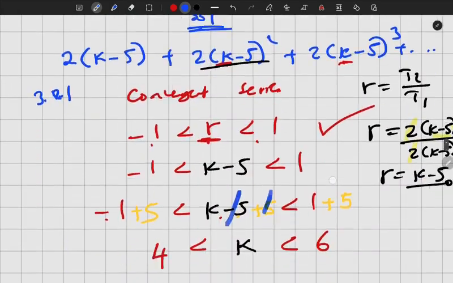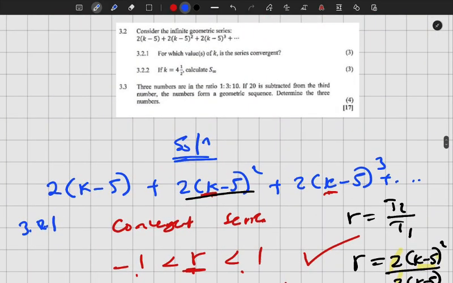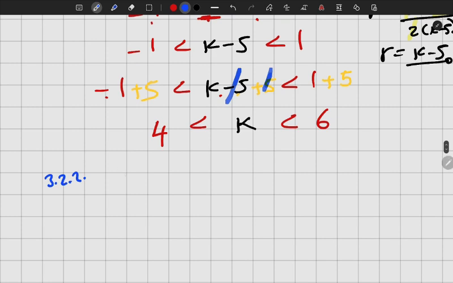Then 3.2.2, they are saying if k is 4.5, calculate sum to infinity. So now they are saying if k is equal to 4.5, we'll just punch it as it is in a calculator, and you can see that this k is actually between 4 and 6, so we know it's going to be convergent and it's going to have a sum to infinity, because if it's not convergent, then there will be no sum to infinity.